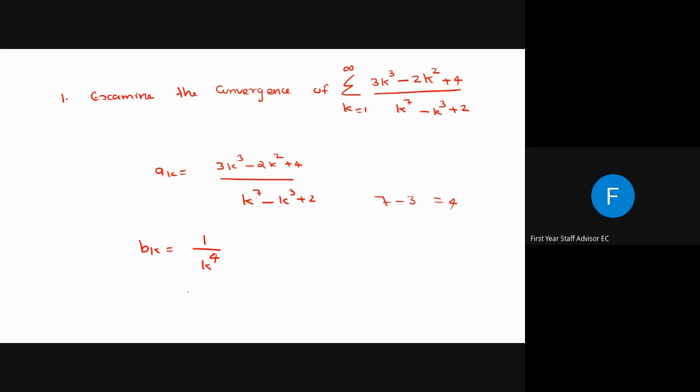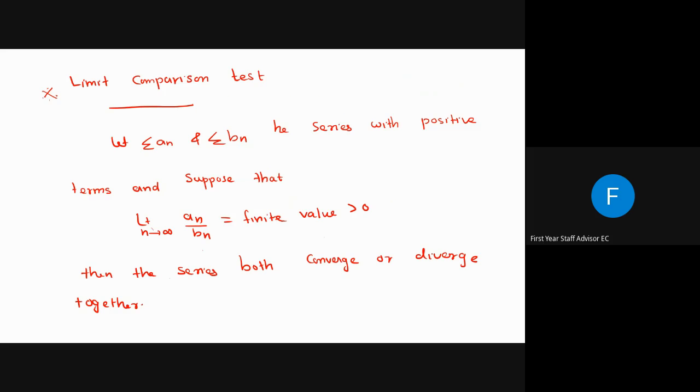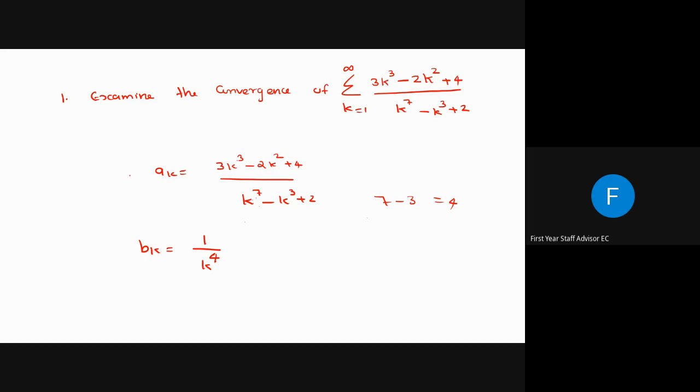Okay. Then by the theorem, limit n tends to infinity of an by bn, that is, limit k tends to infinity of ak by bk, is equal to (3k cube minus 2k square plus 4) divided by (k raised to 7 minus k cube plus 2), divided by bk. Bk means 1 by k raised to 4.